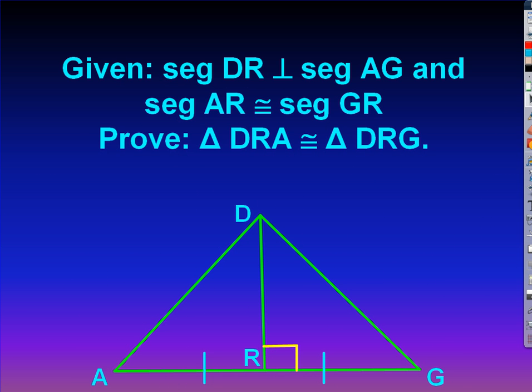Okay, what about this one? We're told that DR is perpendicular to AG, and that segment AR is congruent to segment GR. So we got two pieces of information there. Can we turn that into enough for us to show the triangles are congruent? Yes. How can we do that? Mr. Bacon, what do you think? Get us started.